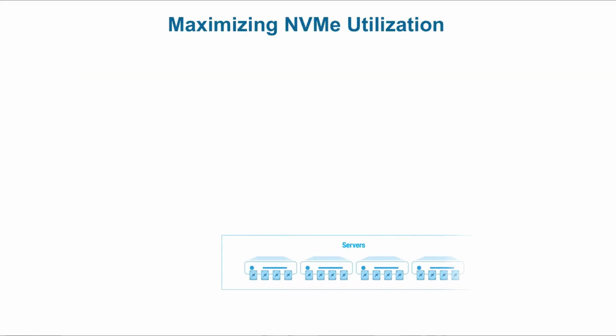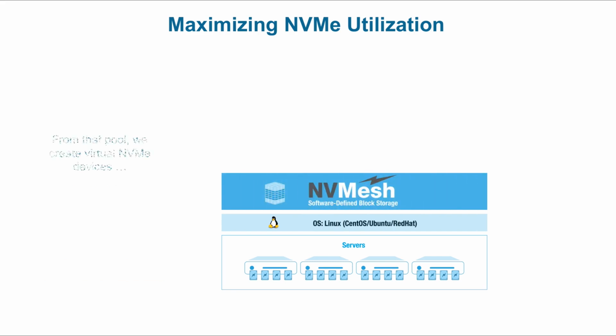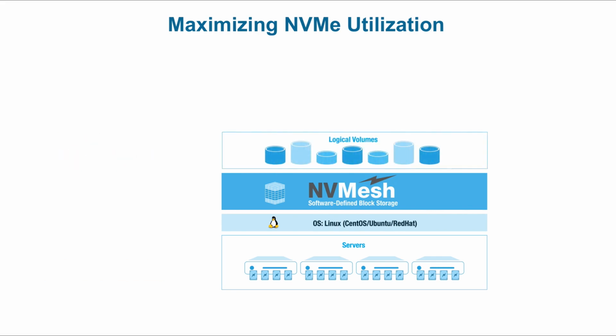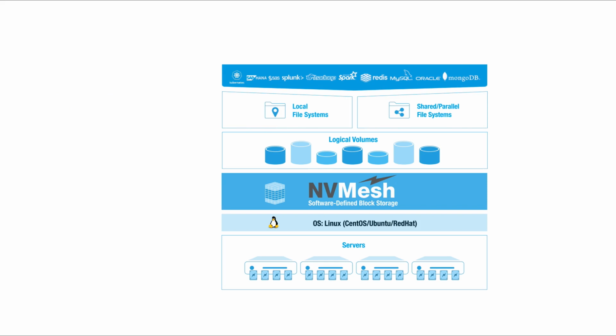NVMesh virtualizes NVMe flash devices to get maximum NVMe utilization. We abstract the capacity of your NVMe devices across your data center and create a pool of high-performance storage. From that pool, NVMesh creates virtual NVMe devices that can be spun up and utilized by any host at arbitrary size and protection level. Those virtual devices look and perform like a physical local device with very little latency. Your applications can use the virtual devices as raw block volumes or with a high-performance file system on top of it.